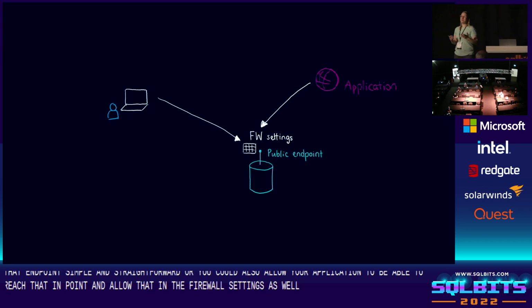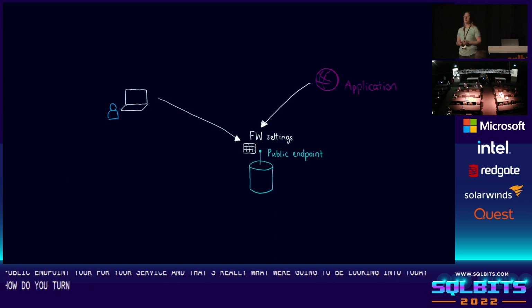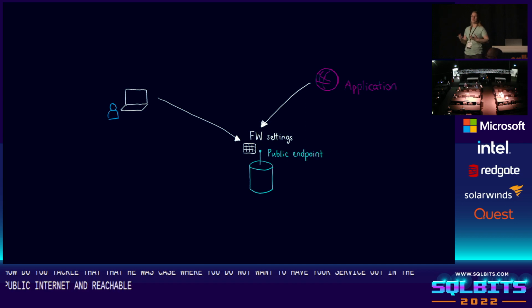But the fact might be that you don't actually want to have a public endpoint for your service, and that's really what we're going to be looking into today. How do you tackle that use case where you do not want to have your service out in the public internet and reachable, even when you have firewall settings in place?